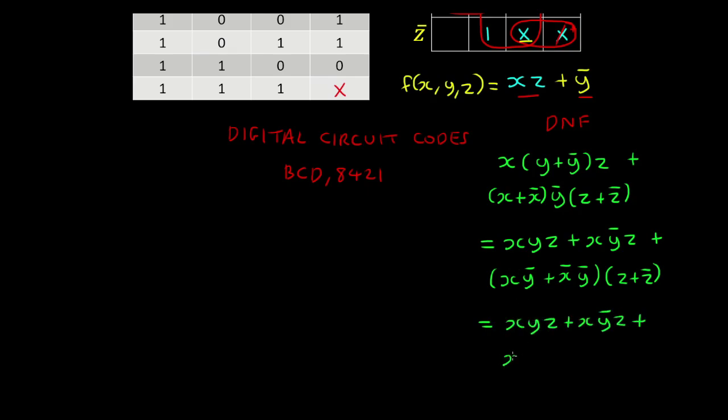So we have x, y complement, z plus x, y complement, z complement, and then plus x complement, y complement, z, and then plus x bar, y bar, z bar. And this term, or this term, is going to be the same. So we can get rid of one of them. So this here is our disjunctive normal form for our minimal boolean expression.